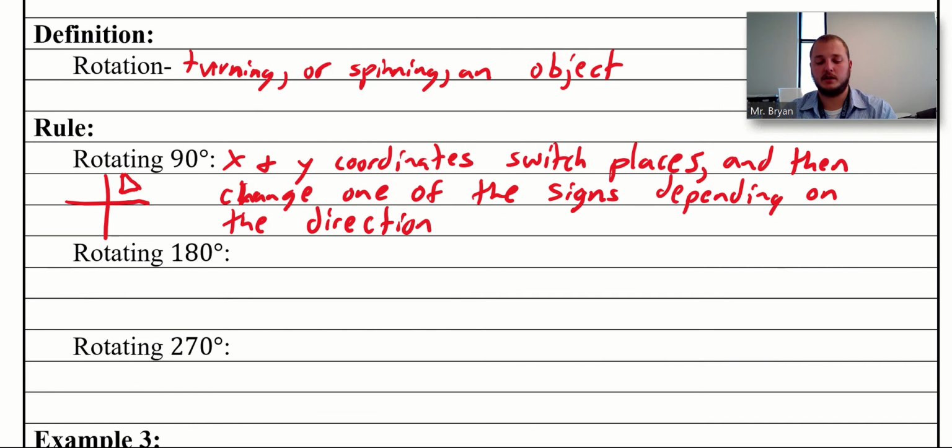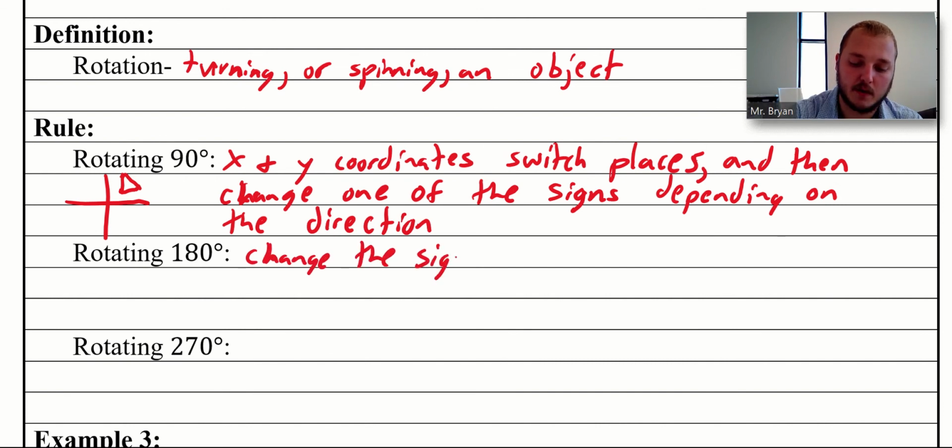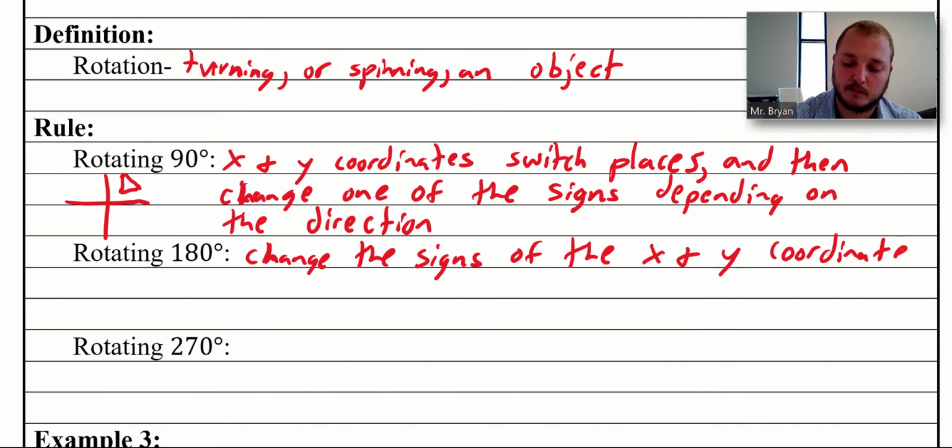Okay, rotating 180 degrees, it's a little bit simpler, luckily. Rotating 180 degrees, X and Y are going to stay where they're at, but I'm just going to change the signs of the X and Y coordinates. That's all I do on rotating 180 degrees. Okay, I change the signs of the X and Y coordinates.